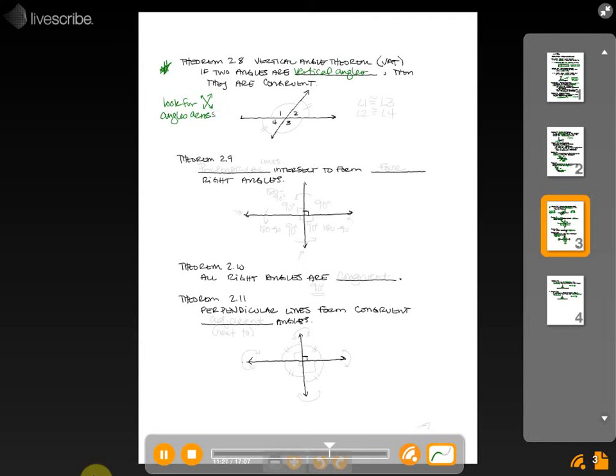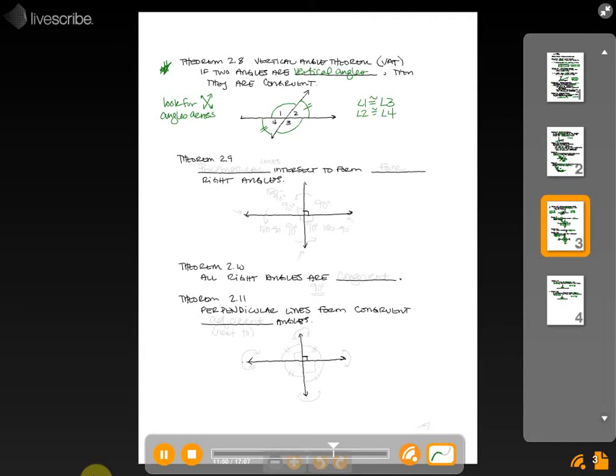Okay, so in our picture over here, angles 1 and 3 are a pair of vertical angles. And according to this theorem, angle 1 is congruent to angle 3. Now we got another pair, angles 2 and 4. They are across from each other in our X. So we could say angle 2 is congruent to angle 4.